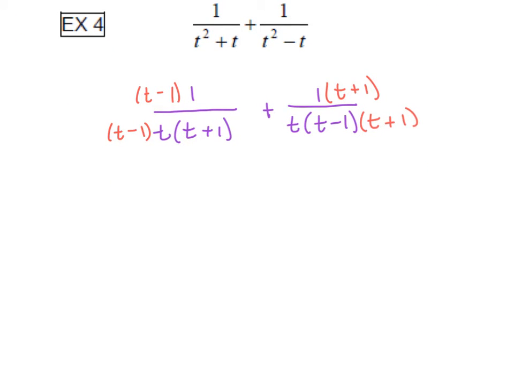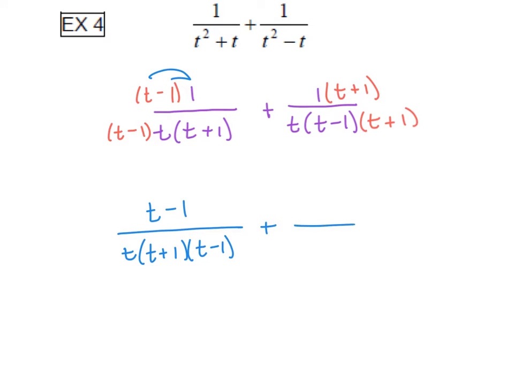I know that the denominator is t plus 1, t minus 1. And then the numerator, we're just going to multiply t minus 1 times that 1, which is just a t minus 1, plus this denominator is t plus 1, t minus 1. So we've got that common denominator. And then we'll go ahead and multiply up there. 1 times t plus 1 is just a t plus 1.